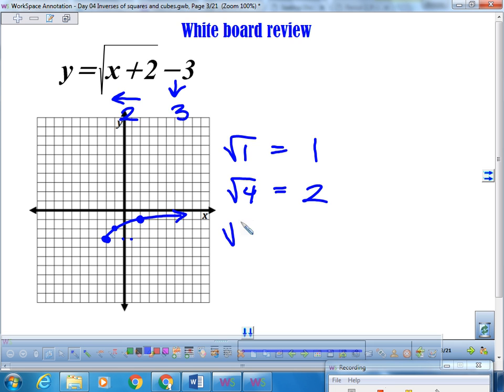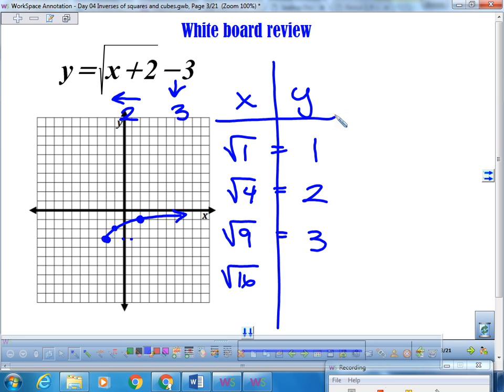What would the next number be that I would use? 9. Because that's the next square. If I did the square root of 5, would that work? It wouldn't be pretty. I could do it. It would just be a fraction or decimal. So this is my x value, this is my y value in a table, if you wanted to use a table. Make sense?